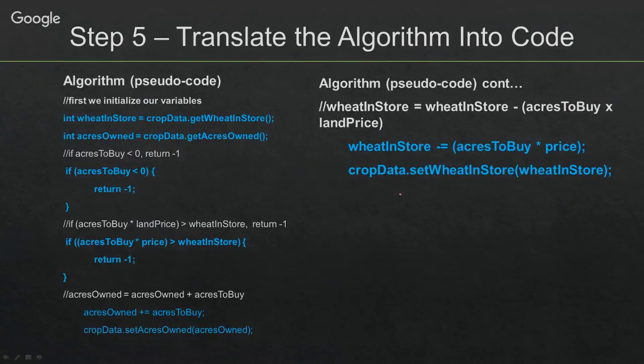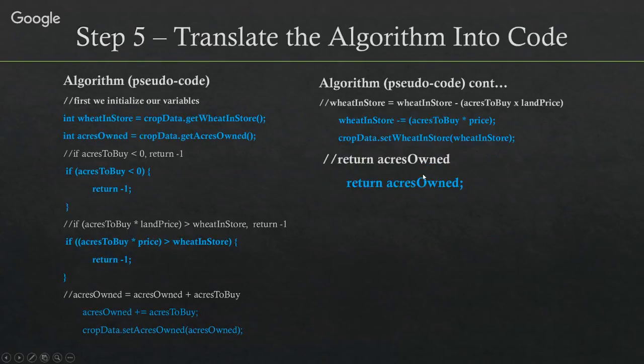Right. So then you have additional acres owned, and we would do the same thing for wheat in store. So wheat in store would be less than or equal to acres to buy times the price. And so then you would set your new wheat in store value to whatever it is minus your newly purchased land. Sweet. And then the very last thing, we return back to the calling function returned acres owned, because that's what our design specification document says that we should do, and that's what we're doing.